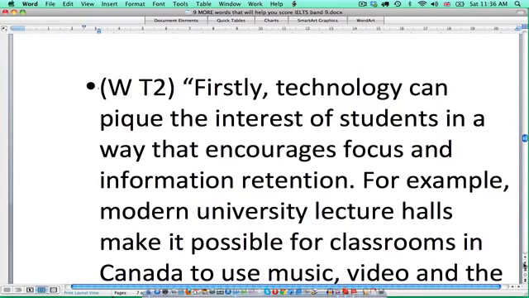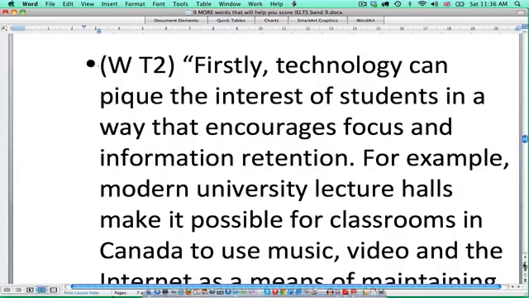Firstly, technology can pique the interest of students in a way that encourages focus and information retention. Okay, so all we're saying is that technology can help students be more engaged in their studies in the classroom. So obviously this would be supporting the idea of technology in the classroom.